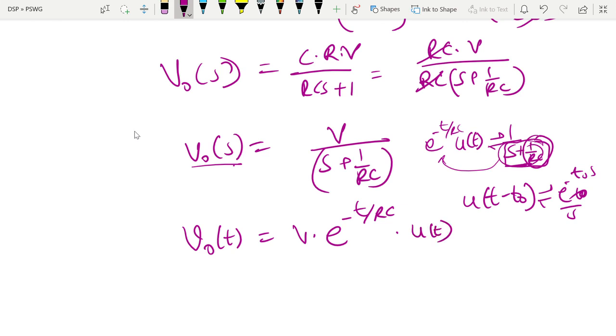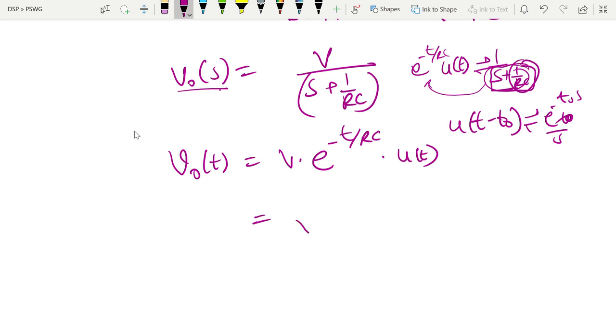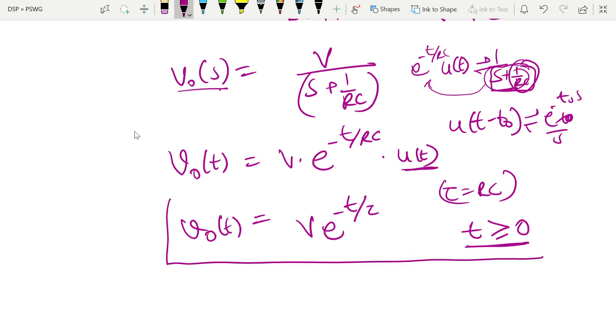If you simplify it, then V equals e to the minus t. RC is the time constant, so let us consider tau. Here tau equals RC. So V0(t) equals V into e to the minus t upon tau for t greater than or equal to 0. Why? Because here we have multiplied u(t), and u(t) only exists for t greater than or equal to 0. So that's why V0(t) equals V into e to the minus t upon tau.